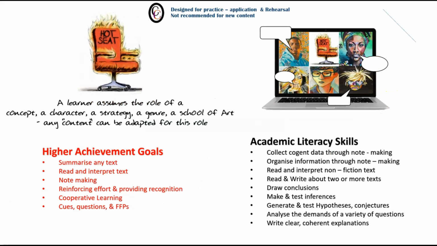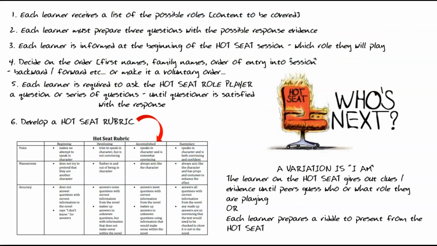Again, it's just hot seat. You are a linear equation, and the other students ask you a series of questions to try and find out what you are. Each learner receives a list of possible roles or content to be covered, whether they're Goebbels or they are a mitochondria or they are elements on the periodic table.